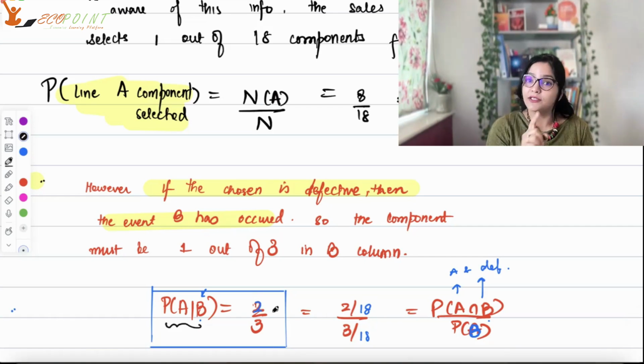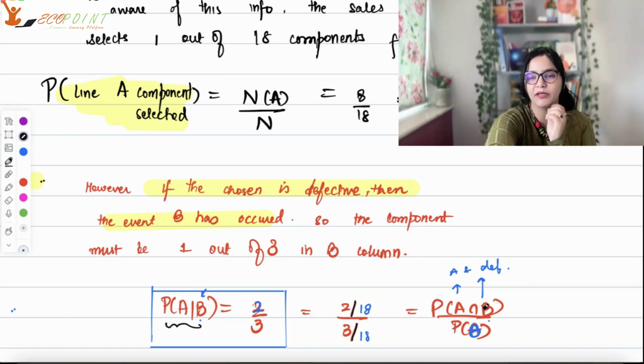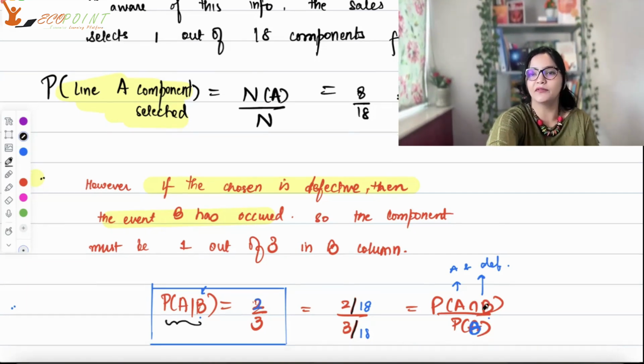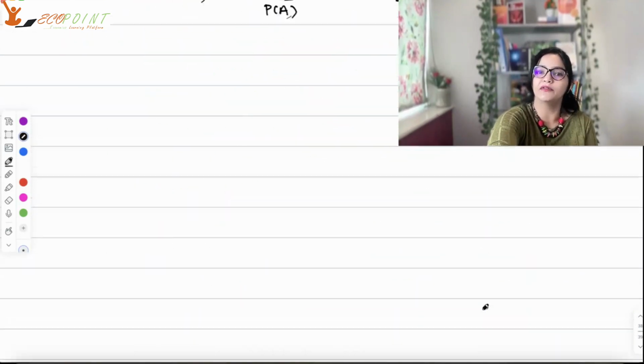This 2 by 3 is actually the same as saying 2 by 18 upon 3 by 18. This 2 by 18 is nothing but the probability of the intersection of A and B, that is defective and from A, upon the probability of defective, that is B. So that is how conditional probability is basically the probability of the intersection upon the probability of the condition.